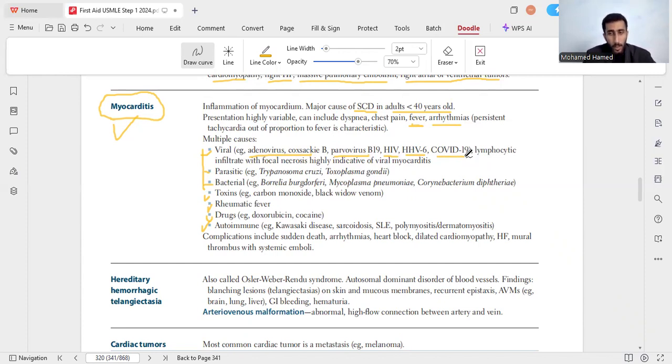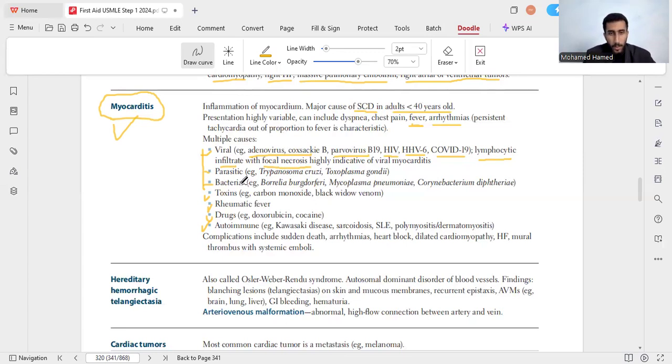At the level of histology, in viral infections the cell that goes after the viral infection is the lymphocyte. So logically, you will see lymphocytic infiltration and some focal necrosis, which is highly indicative of viral myocarditis. Normally we don't do a biopsy, but hypothetically, if you do a biopsy, you will find lymphocytic infiltration and focal necrosis.